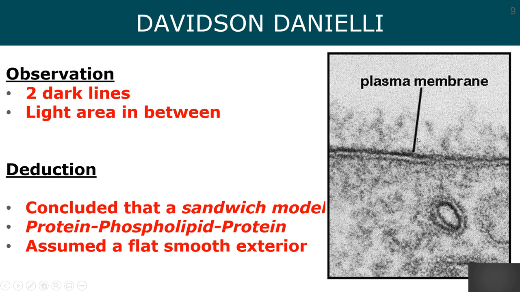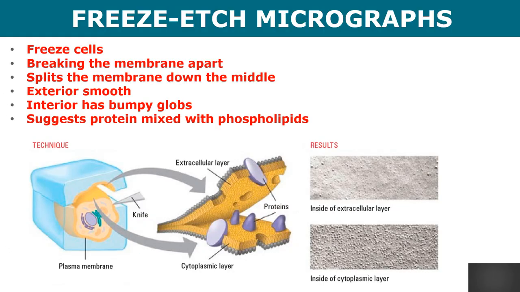But that model did not stand for very long because people started taking something called freeze-etch micrographs. And so what they did is they freeze the cells and then they break the membranes apart, and they're going to split at the weakest point, which turned out to be the center. And when they did that and they're looking at these micrographs inside these layers, they're seeing lots of bumps. The exterior was a little bit smooth, but the interior had the bumpy globs. And what those bumpy globs were, were proteins that were located and mixed in with the phospholipids.